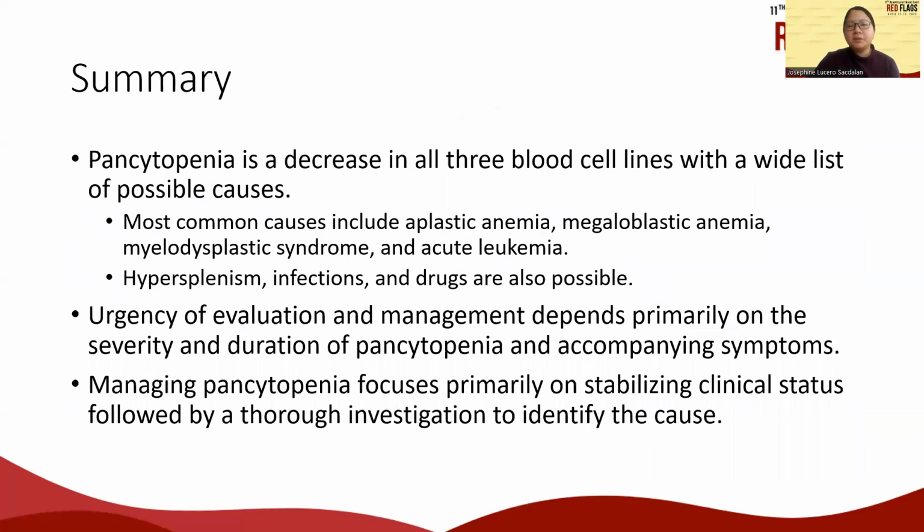In summary, pancytopenia is a decrease in all three blood cell lines with a wide list of possible causes. But the most common causes that present with significant pancytopenia include aplastic anemia, megaloblastic anemia, myelodysplastic syndrome, and acute leukemia. Hypersplenism, infections, and drugs are also possible. The urgency of evaluation and management depends primarily on the severity and duration of symptoms, and managing pancytopenia focuses on stabilizing clinical status, followed by a thorough investigation to identify the cause.